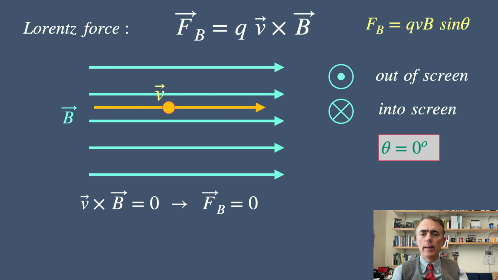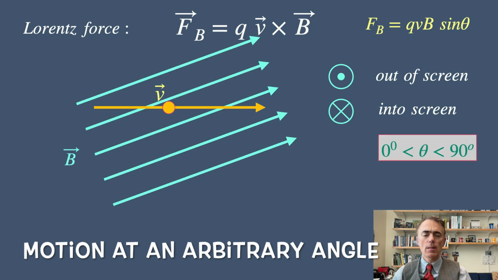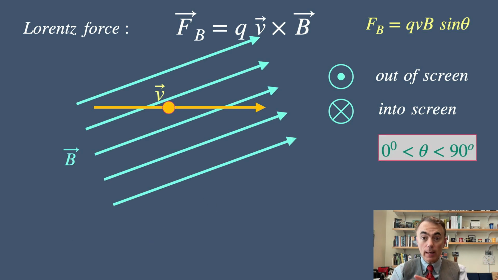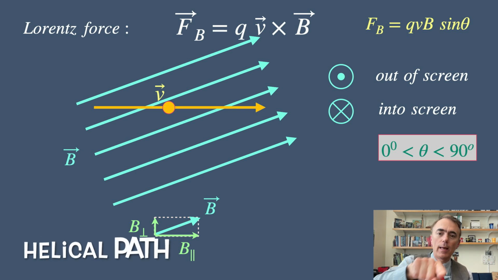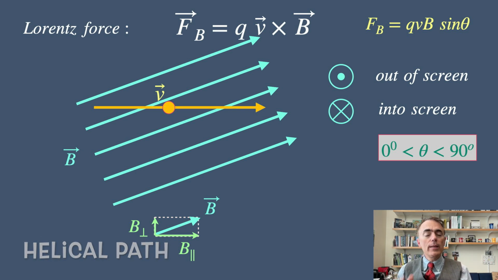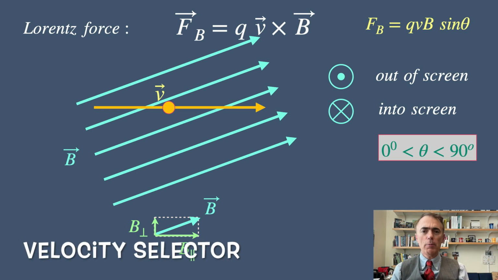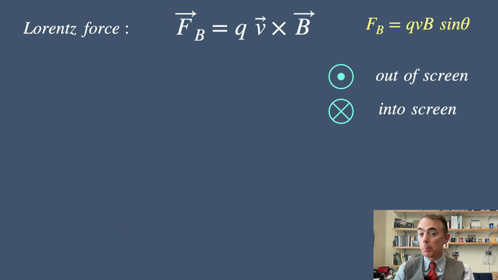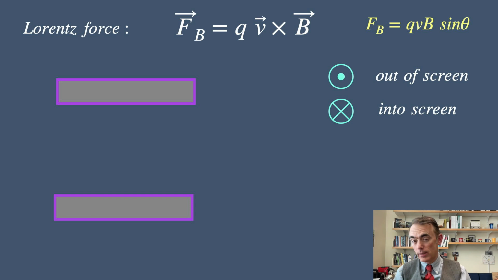Let's think about somewhere in between, a motion at an angle θ to the magnetic field, with θ between 0 and 90 degrees. If the velocity makes an angle θ, then the particle experiences a combination of circular and linear motion, resulting in a helical path. We can use this to build a velocity selector. Let's think about this device. This is an important application used to filter charged particles so that only those with a specific velocity pass through the device. So how does a velocity selector work?